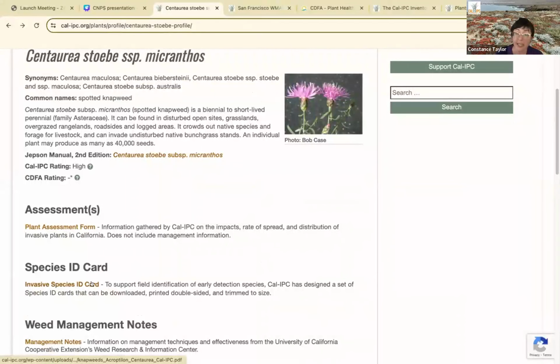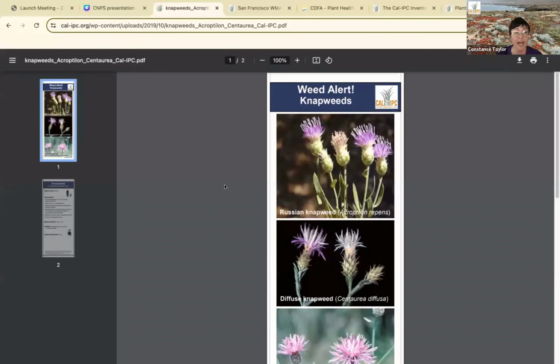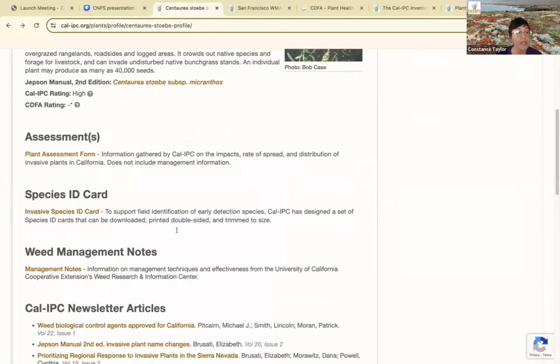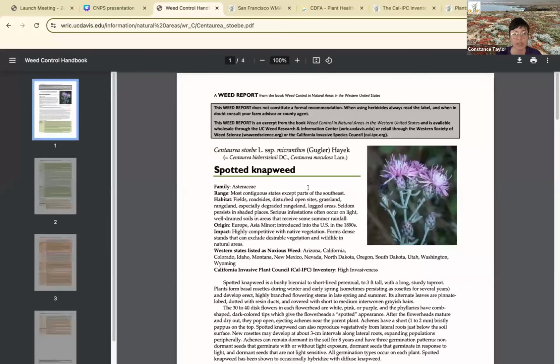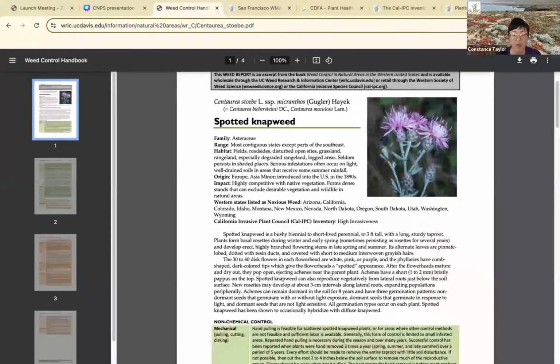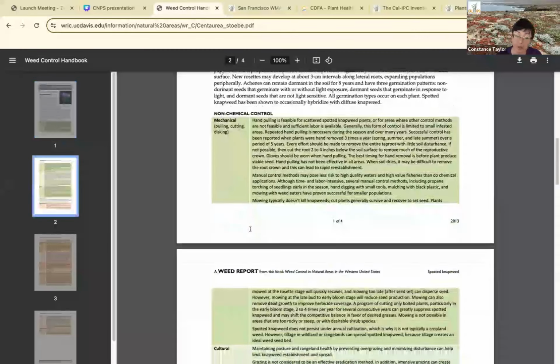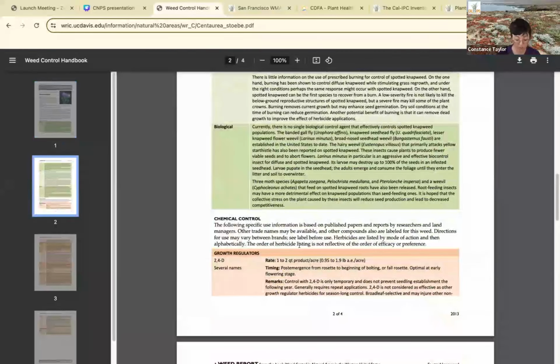Here we've got species ID cards for lots of species. If you're doing a volunteer day, this can be a great thing to print out, so you've got some little pocket facts for your volunteers. And weed management notes: this is where you're going to see the information from the Weed Control for Natural Areas book. This is a really fantastic resource. It's got a quick overview, as well as some more natural history and behavior. And here it goes into a lot of detail as far as non-chemical control and chemical control for all the various plants.